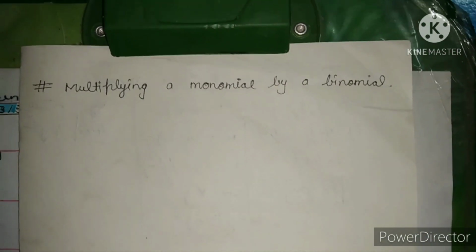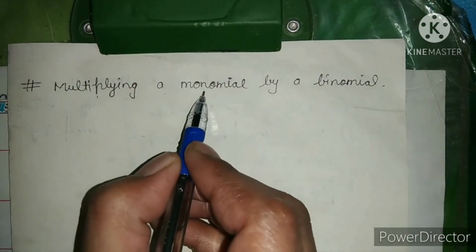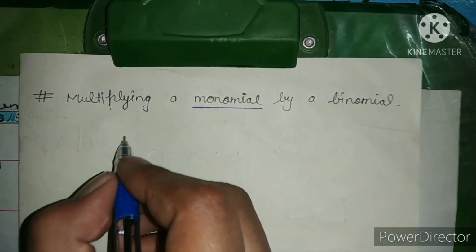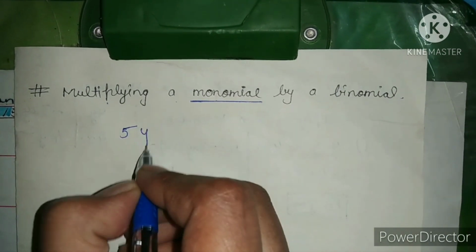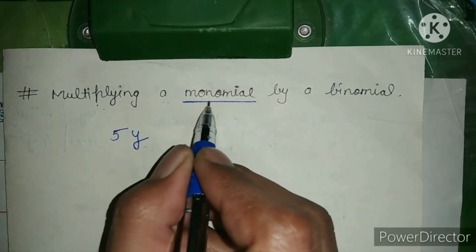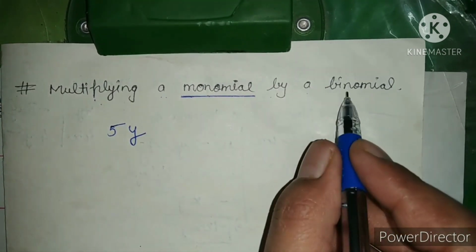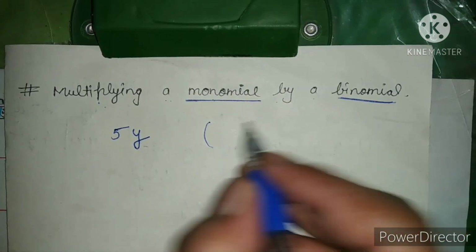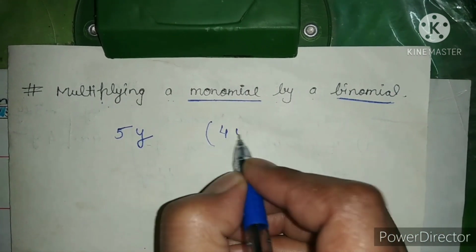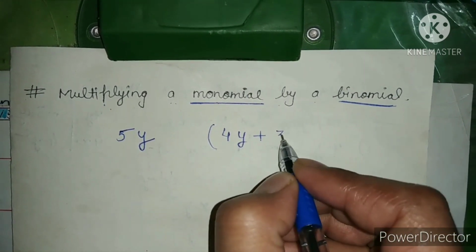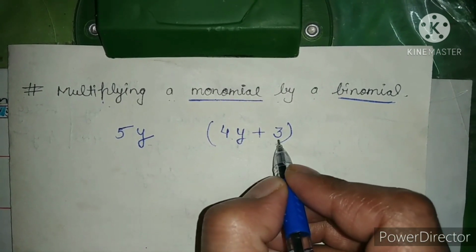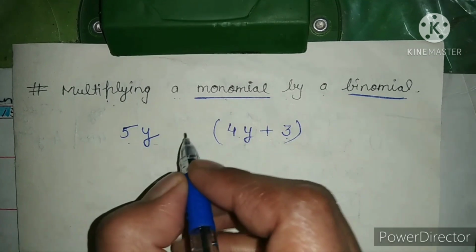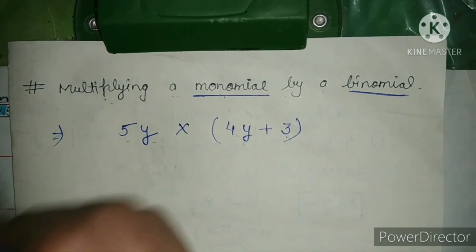New topic is multiplying a monomial by a binomial. So any monomial we can take. I am taking the monomial 5y. So any binomial we can take. So here I am taking the binomial 4y plus 3. So 1 binomial, 1 monomial. What we have to do? Multiply. So this we have to do.